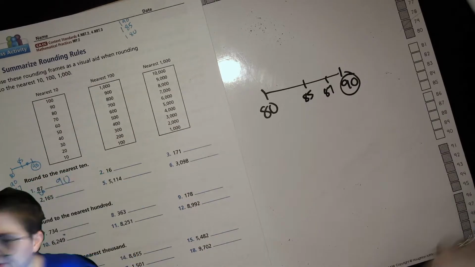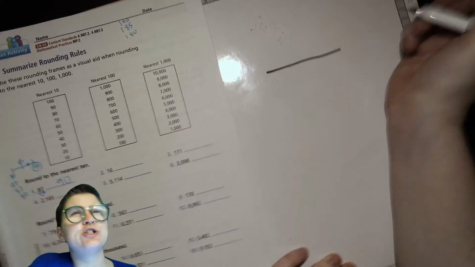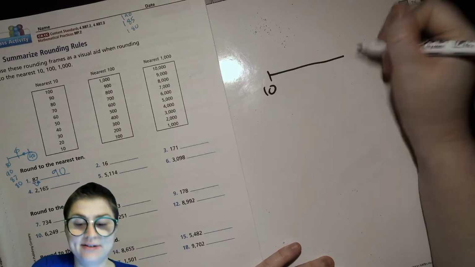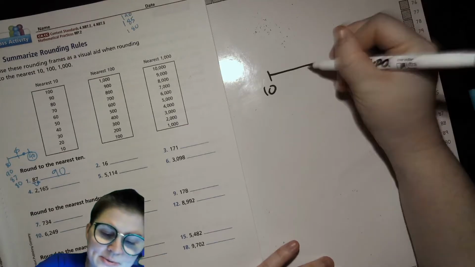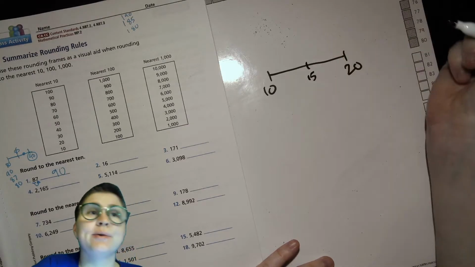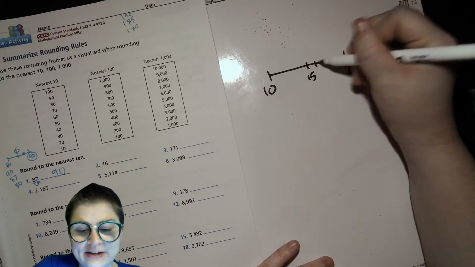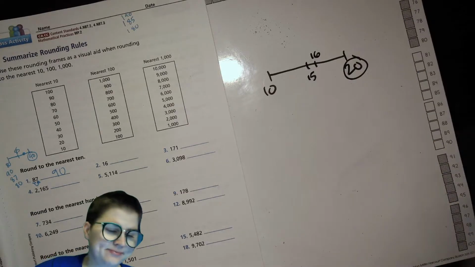Okay, where'd my tissue go? There it is. New number line. 16 is between which two tens? 10 and 20. So what's right in between? 15. Where would the 16 be? Right about here. 16, and that is closer to the 20.